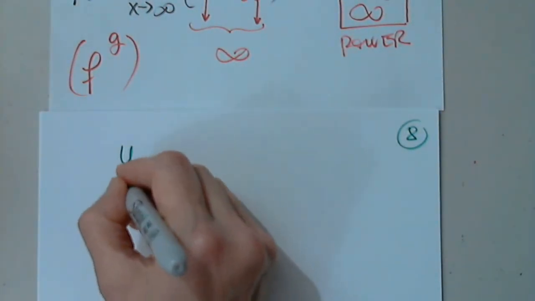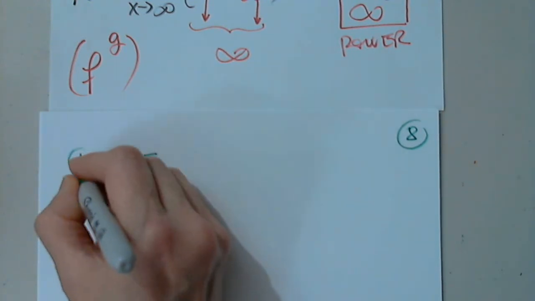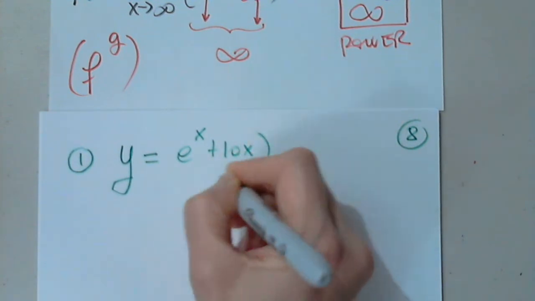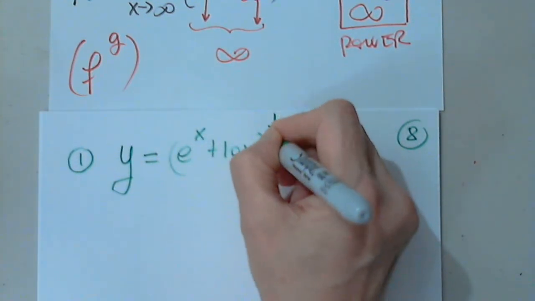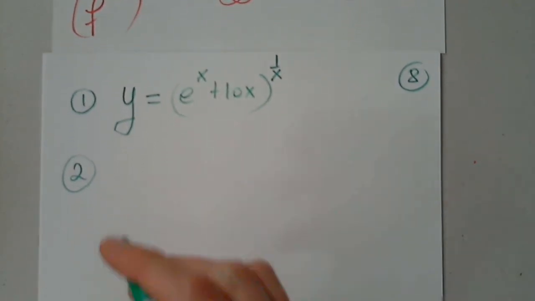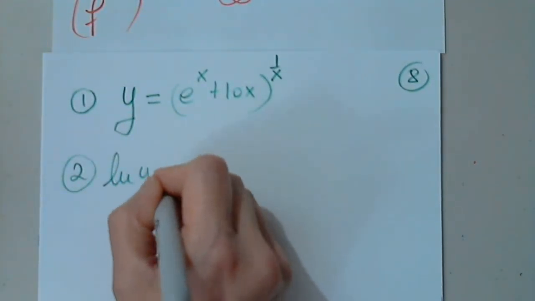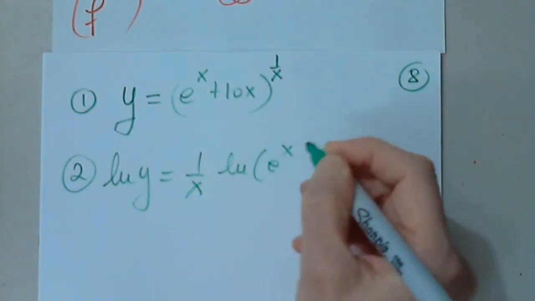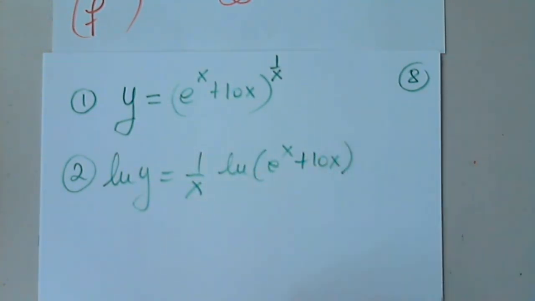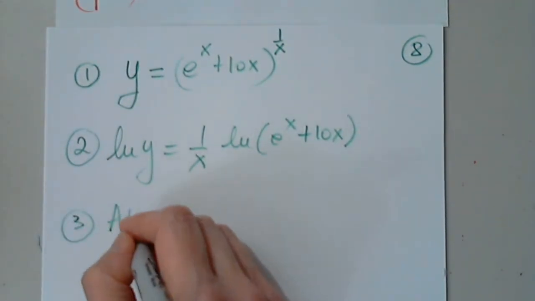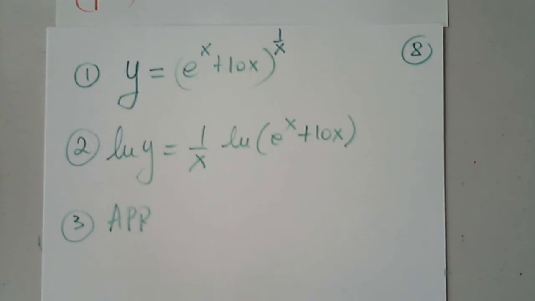So we're going to denote by y. Step 1: y equals (e^x + 10x) raised to 1 over x. In step 2, I'm not going to ask because you already told me: natural log y equals 1 over x times natural log of (e^x + 10x).